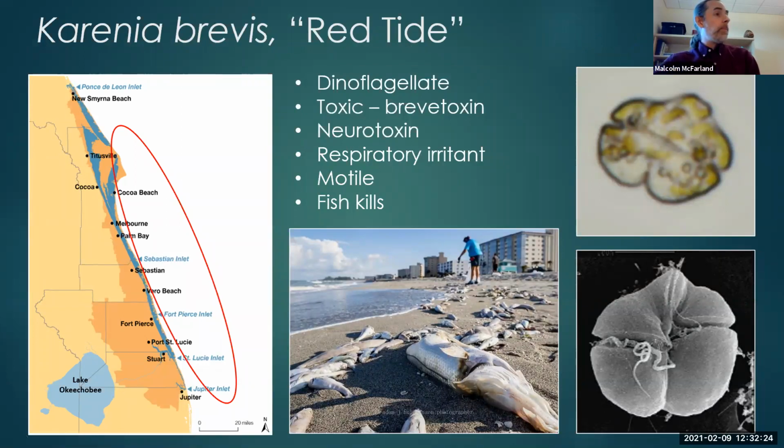So the one that people probably have heard most of is this Karenia brevis. This is the Florida red tide. And it's really common on the west coast of Florida. It is a dinoflagellate, which is a common type of marine algae. But this one produces a toxin called brevetoxin. It's a neurotoxin. It attacks the neurological pathways of fishes, but it's also a respiratory irritant.